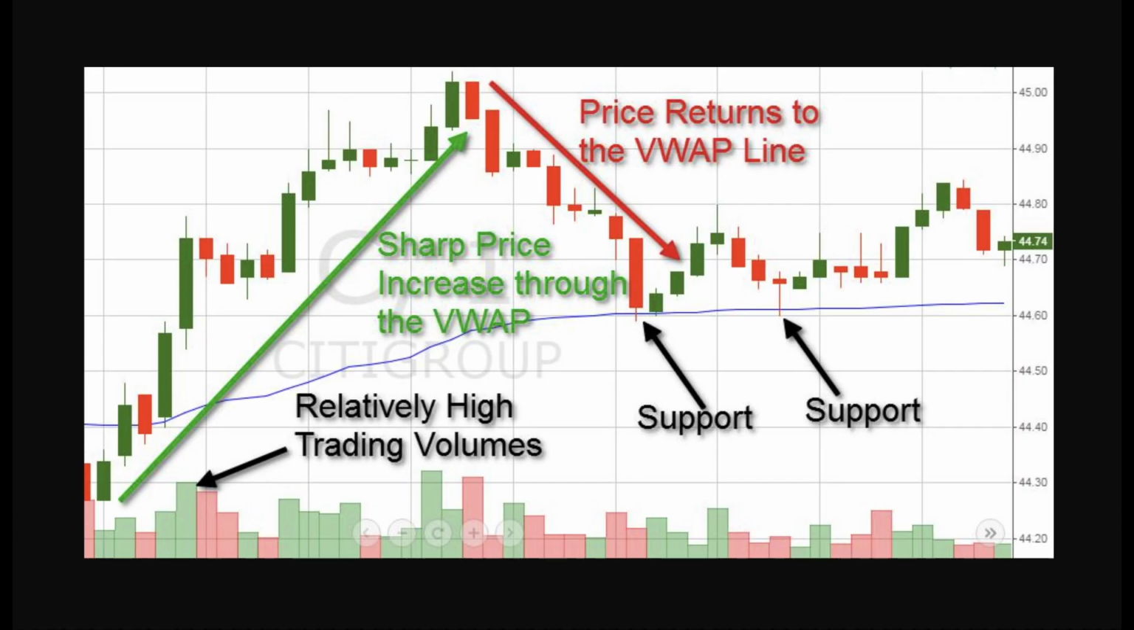So let's say you have 3 people that are buying a stock. One bought at $10, one bought at $8, and another one bought at $11.